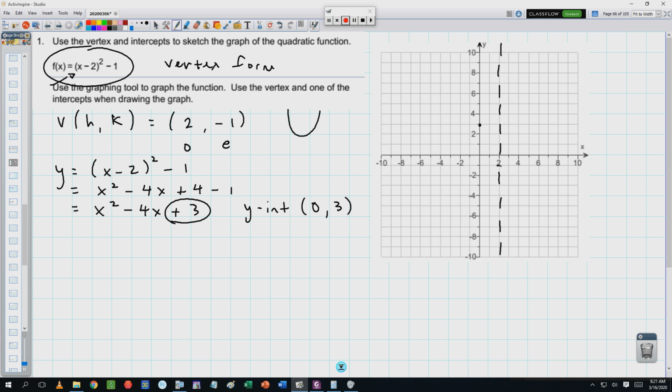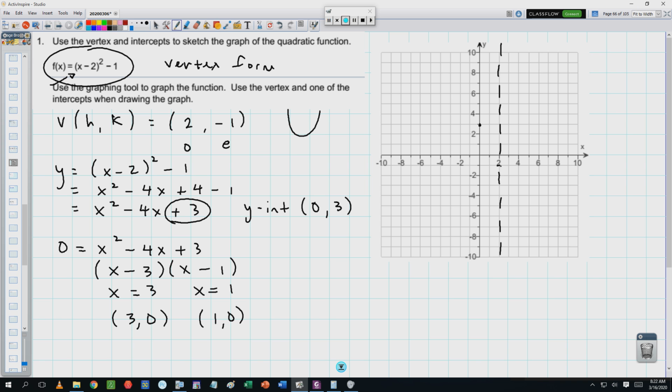And then to find the x-intercepts, we'll take this expression after we FOILed, and we'll solve it for 0, and that'll help us find the x-intercepts. This will be x minus 3, x minus 1. X minus 3 will give us a 3 as a point, and x minus 1 will give us a 1 as a point. So here is 1, 0, and here is 3, 0.